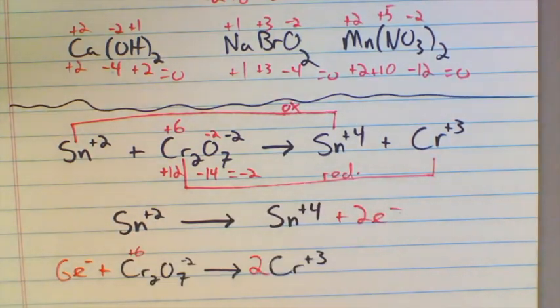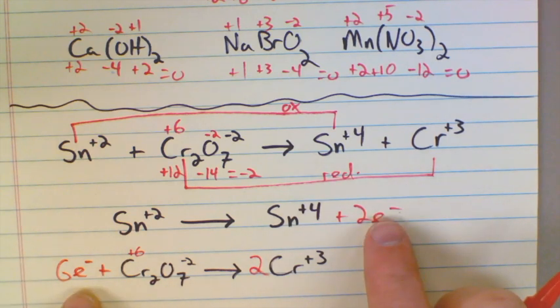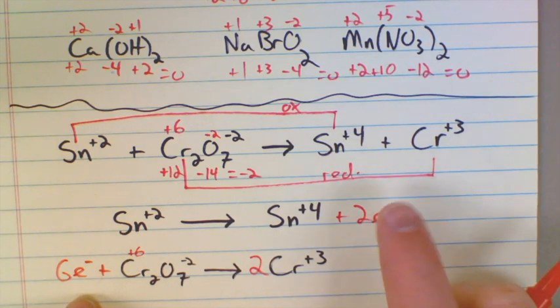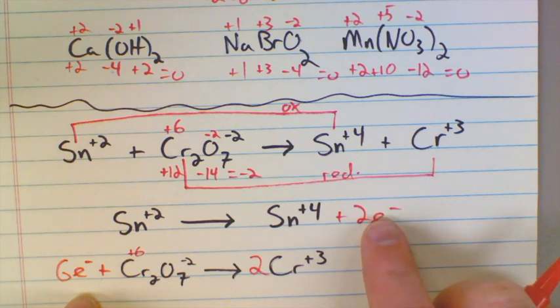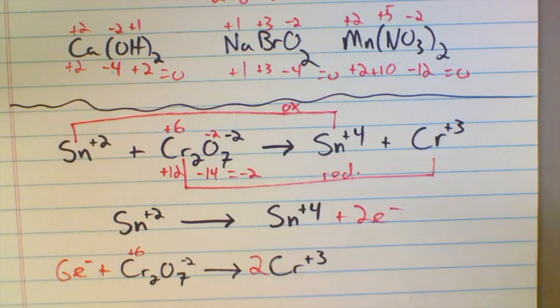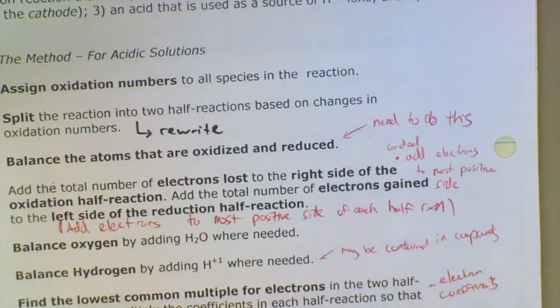Something I want you to notice too, the electrons will always be on opposite sides. You're always going to end up with the electrons on one side for the oxidation and the other side for the reduction. It's always going to balance each other. Okay, now we're on to step 5.